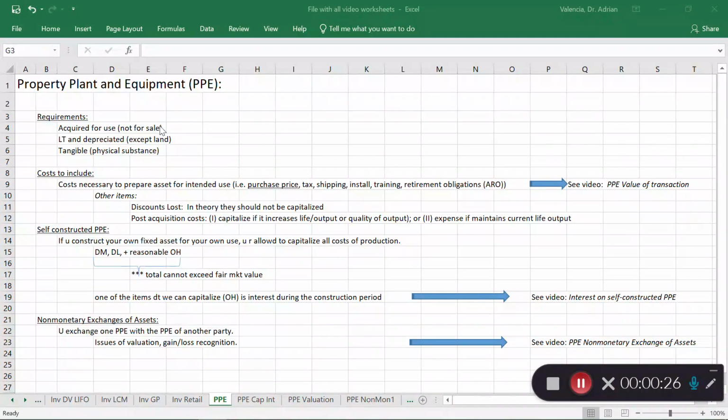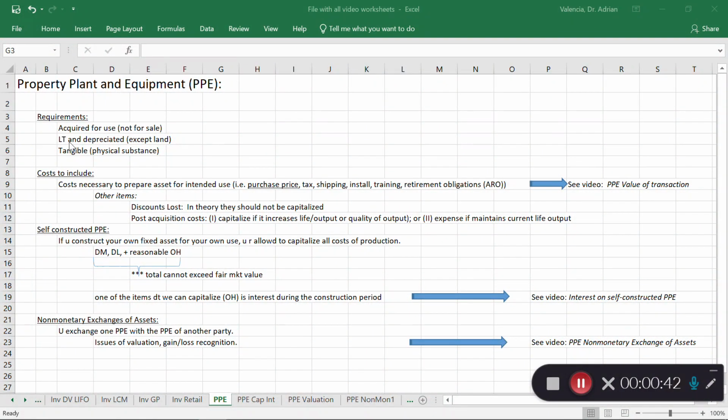If you have something that is to be sold, normally we call that inventory, or in some instances that could be an investment as well. But for purposes of property, plant, equipment, it's an asset that is acquired for internal use.